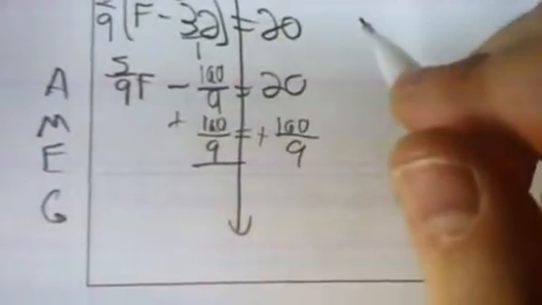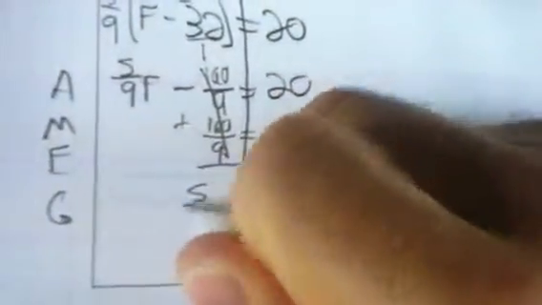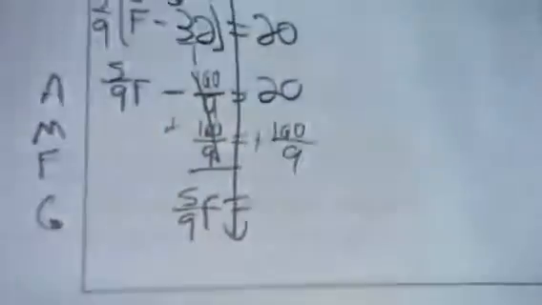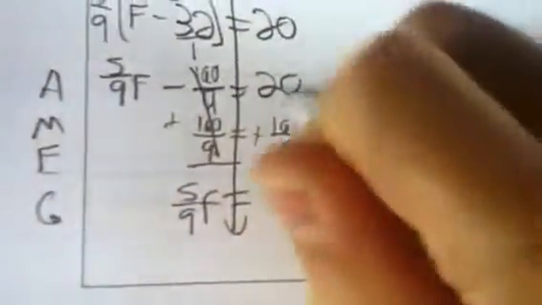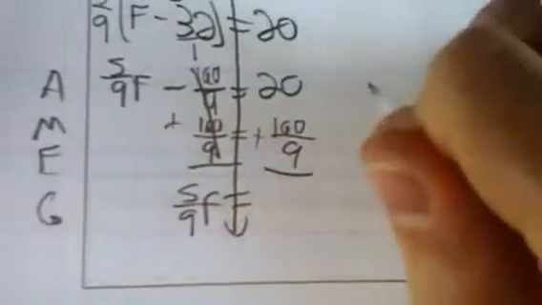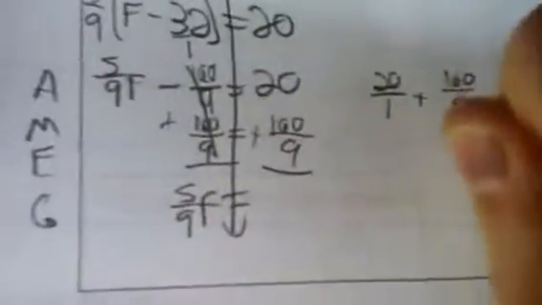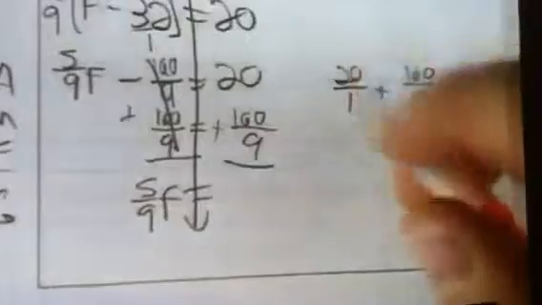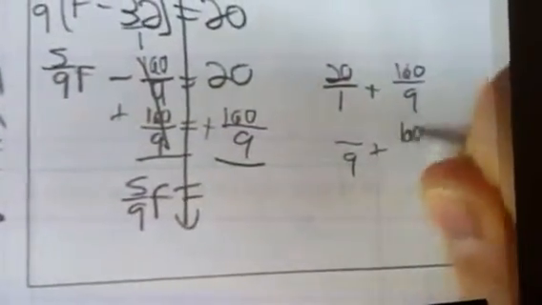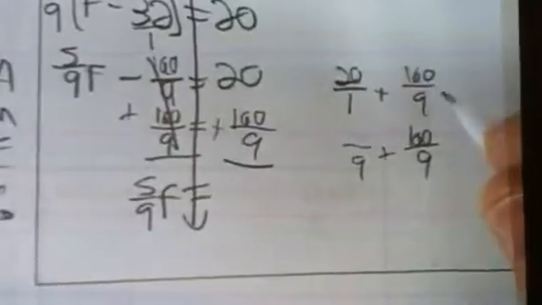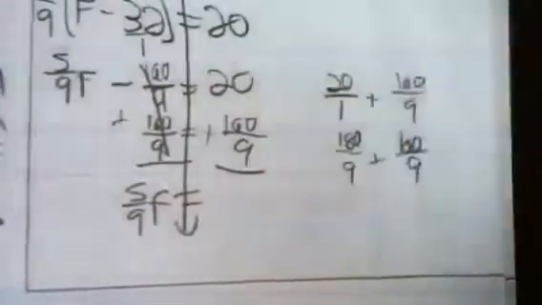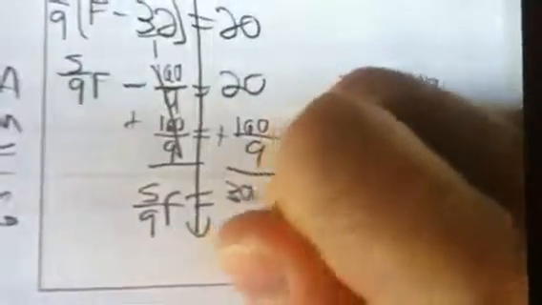When I add those, these will cancel. This gives me 5/9 F, don't forget your variable. 5/9 F equals 20 plus 160/9, which if I put 20 over 1 plus 160/9, I want to find a common denominator. The common denominator would be 9. 20 times 9 gives me 180. 180 plus 160 gives me 340, oops, not 304, 340 ninths.